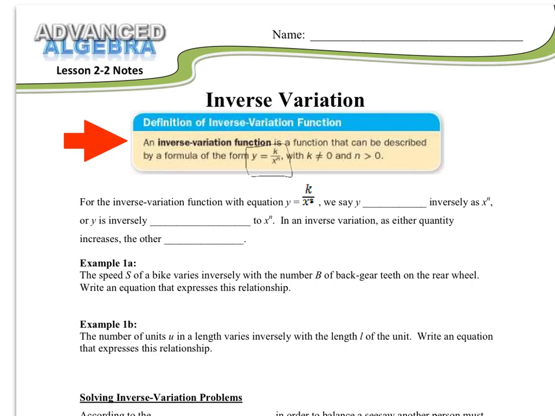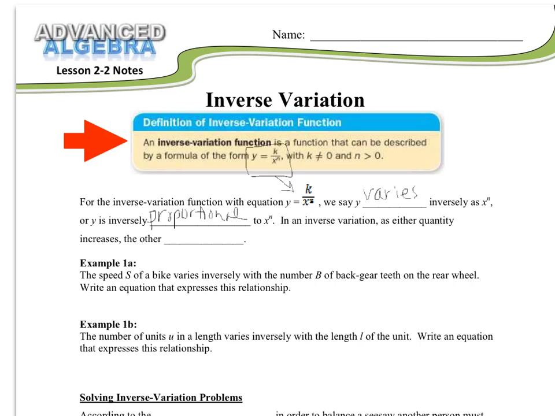So let's go through that a little bit better. For the inverse variation function with equation y equals k over x to the nth, that's the same equation I just said, we say y varies inversely as x to the nth, or y is inversely proportional to x to the nth.